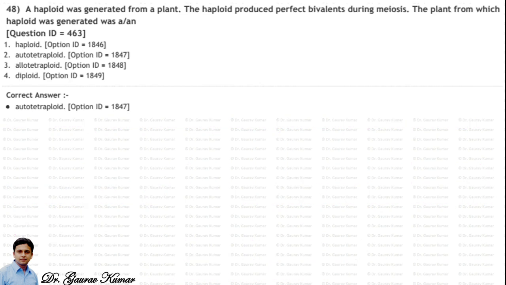Next question: a haploid was generated from a plant. The haploid produced perfect bivalents during meiosis. The plant from which the haploid was generated was... So let me tell you a little bit about bivalent.